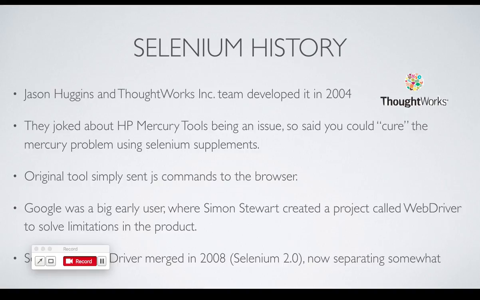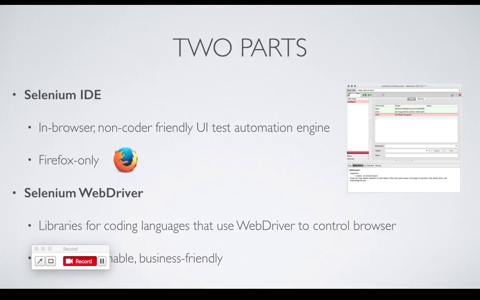So things have changed a lot over the years. One of the reasons it's so heavily adopted is it's been around a long time, so that's great. Selenium, basically, there's two major parts. If you read Selenium documentation, you'll basically see probably one of the two of these things.